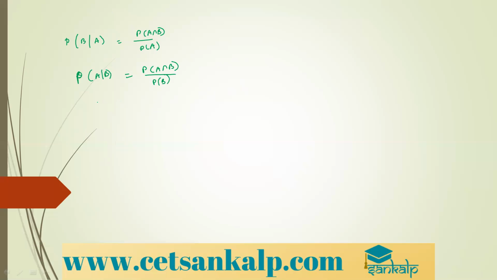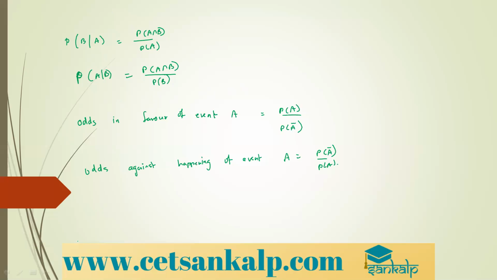Now, based on this, we can say odds in favor of event A is probability of A by probability of A bar. Odds against happening of event A is P of A bar by P of A.